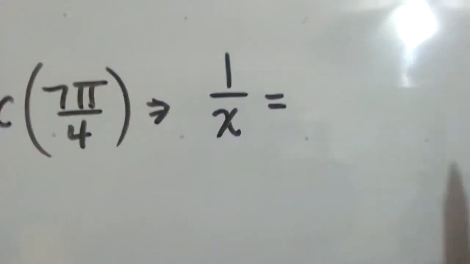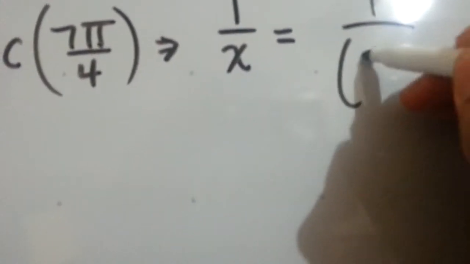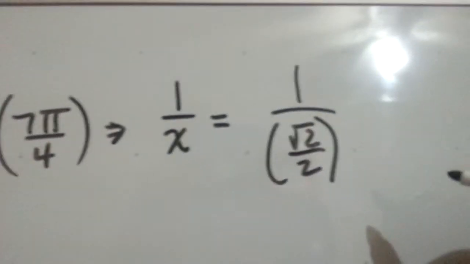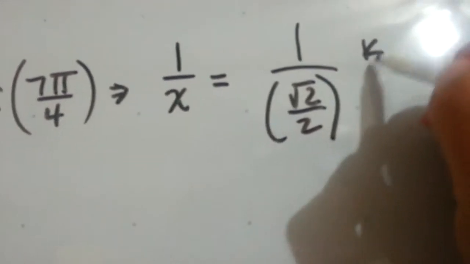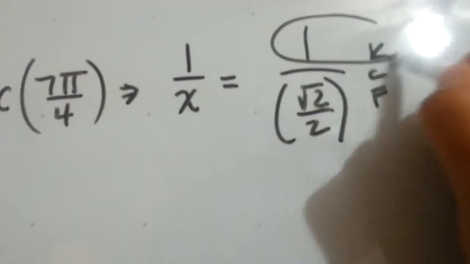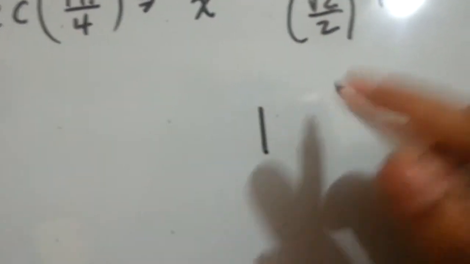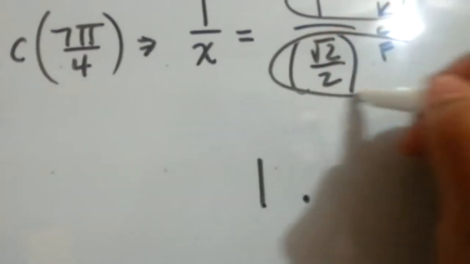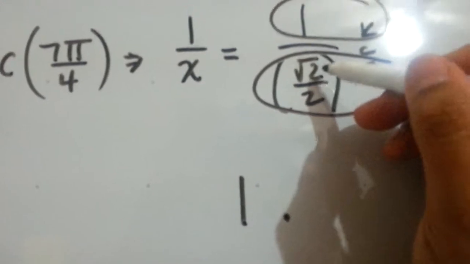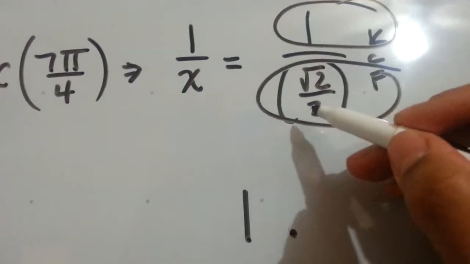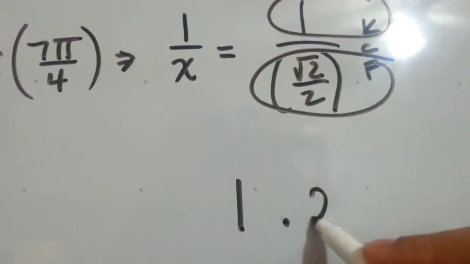So then you come back to the problem. 1 over the square root of 2 over 2. And what you're going to do now is you're going to keep, change, flip. You're going to keep the numerator. You're going to multiply. And you're going to flip the denominator. It's the square root of 2 over 2. So when you flip this, you're going to get 2 over the square root of 2.